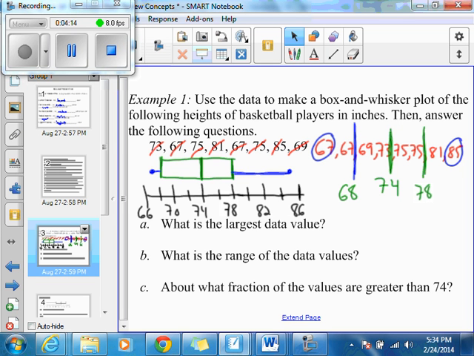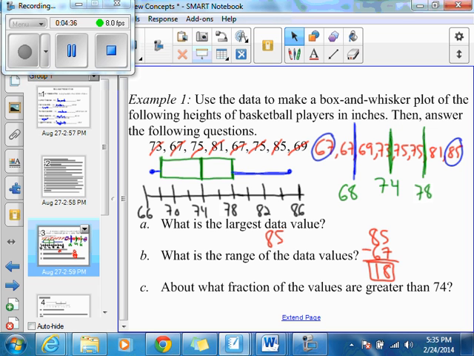Now, by looking at the box and whisker plot without looking at the list of data, you can answer some questions. You can answer the largest data value. That's the upper extreme, so that would be 85. You can find the range of the data values. That's where we take the highest number, subtract the lowest number. That gives us the range.